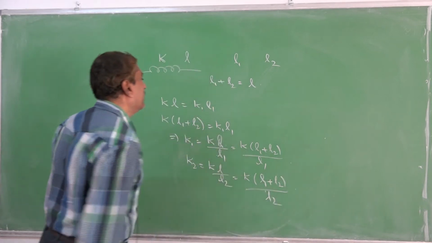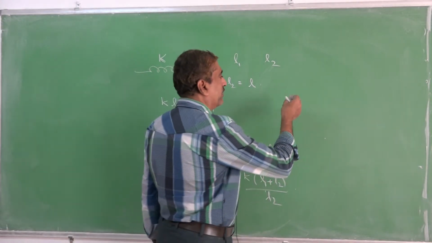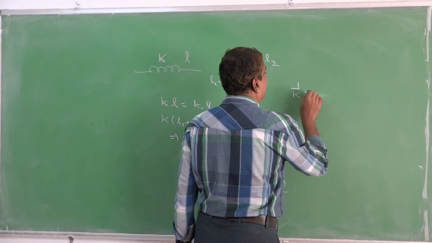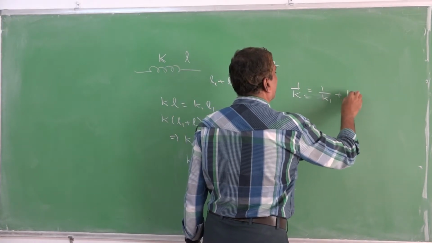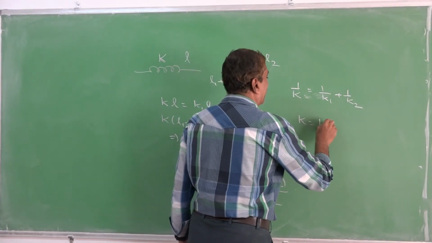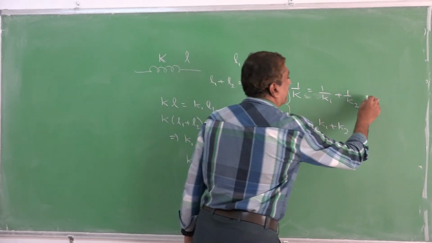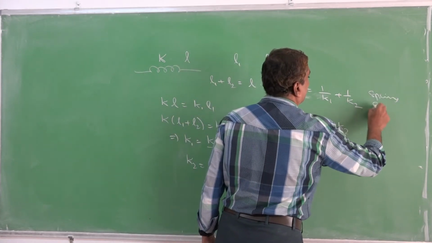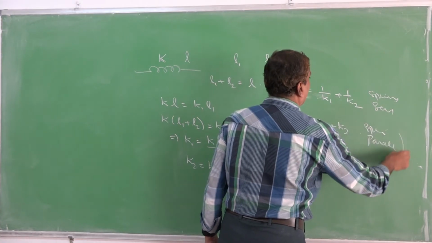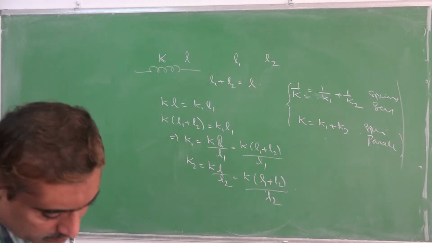Next, if two springs are connected in series, then the equivalent spring constant is given by 1 by k equal to 1 by k1 plus 1 by k2. When they are connected in parallel, it is given by k equal to k1 plus k2. So, you have to remember this also. So, this is springs in series and springs in parallel. So, remember all these formulae in solving these problems.